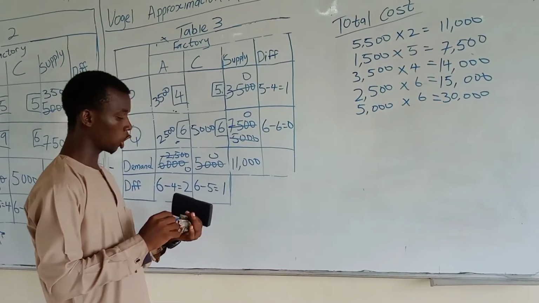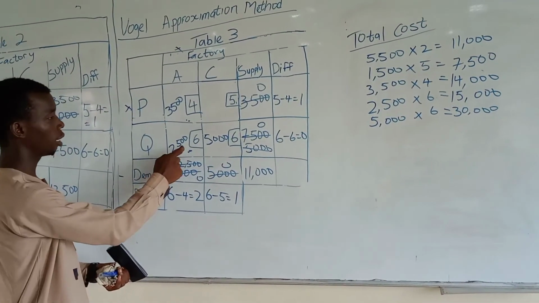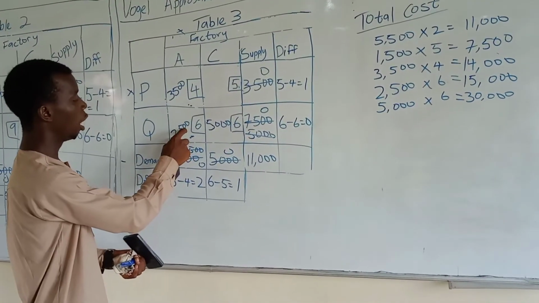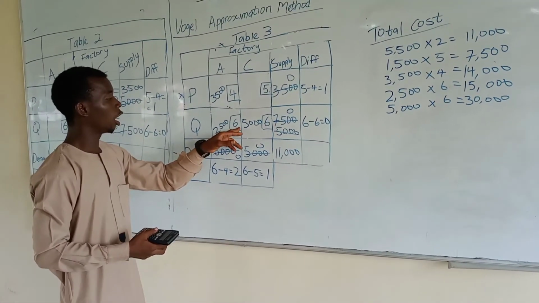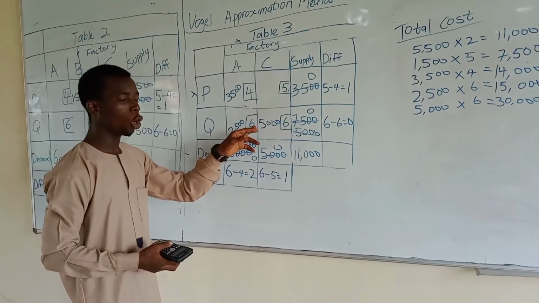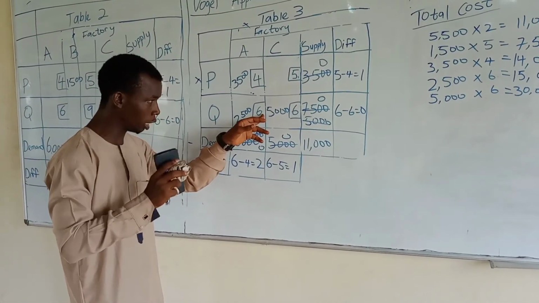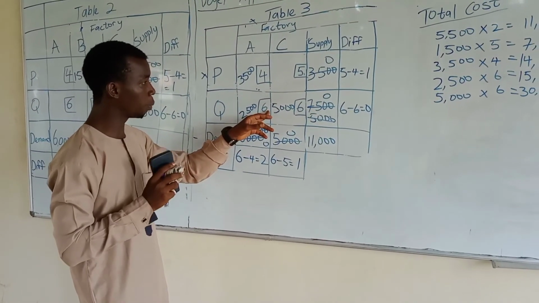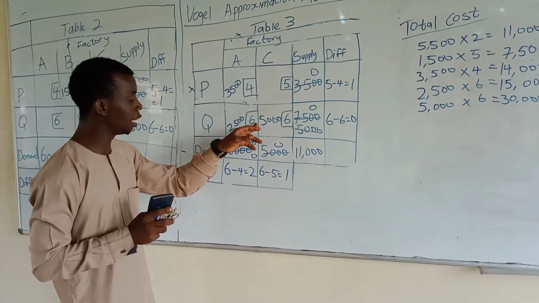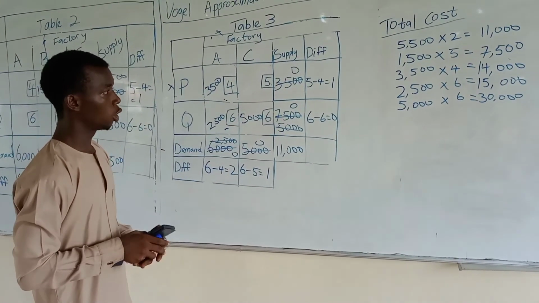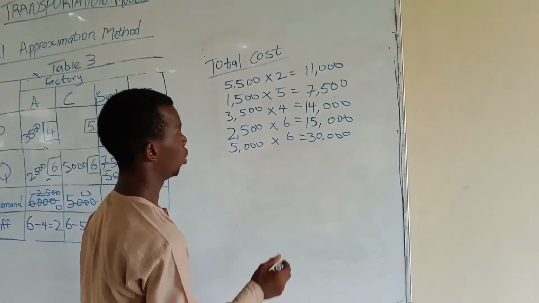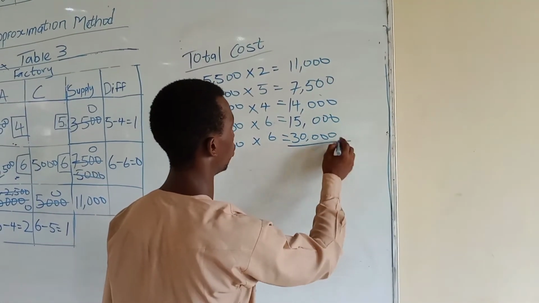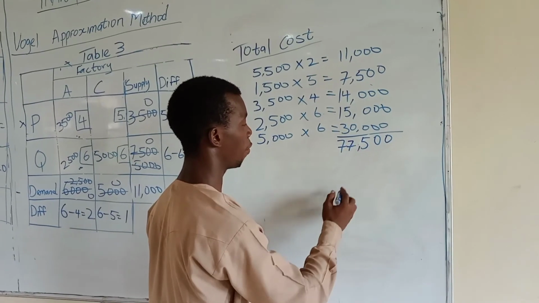Remember, we are not just multiplying. This 2,500 represents the units to be transported, and this 6 represents the cost of transporting 1 unit. It represents the cost of transporting 1 unit. So take note of that. Then we add it up.